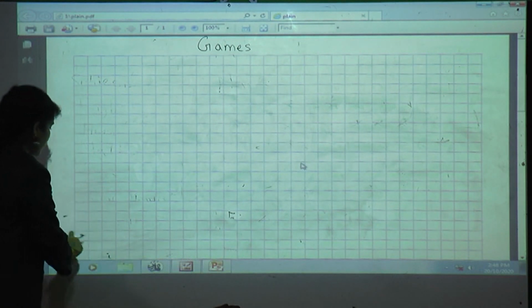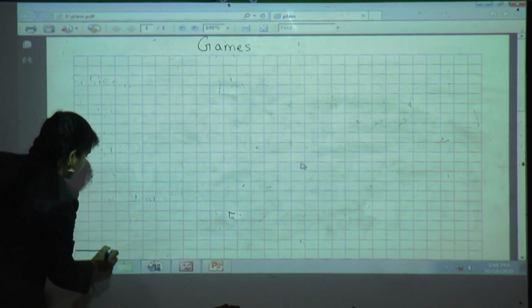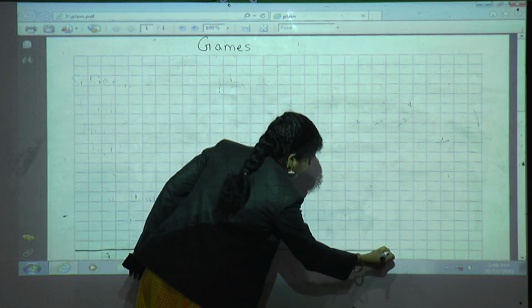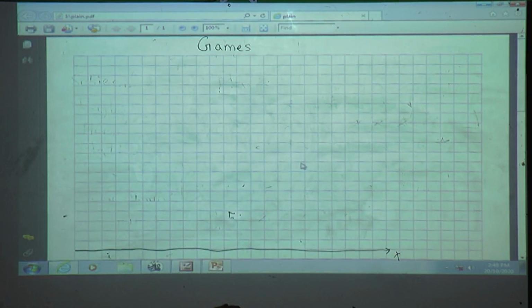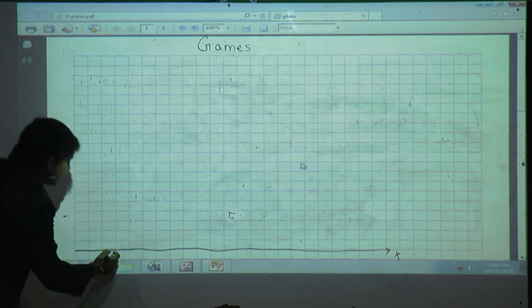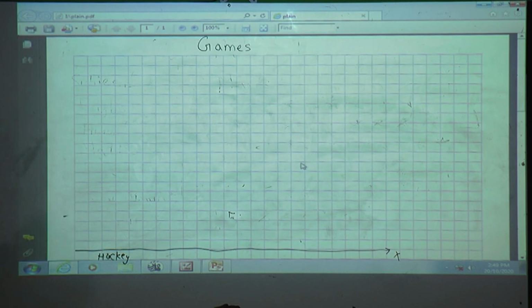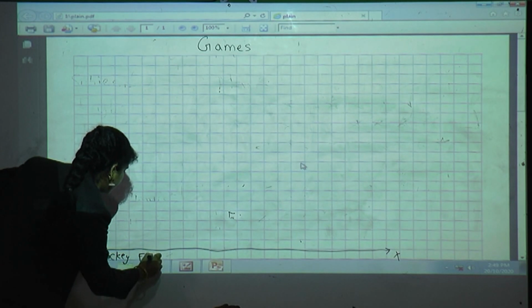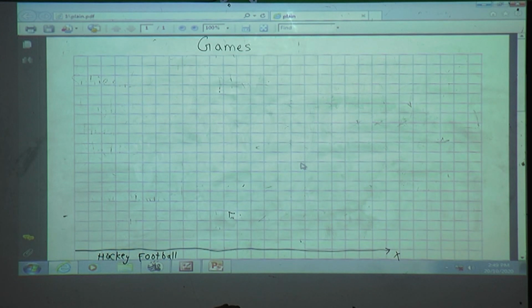So just here draw the x-axis with the help of your scale. Okay, so this is the x-axis, and here we can write the names of the games. Here hockey. Okay, and again football. Now cricket and volleyball.